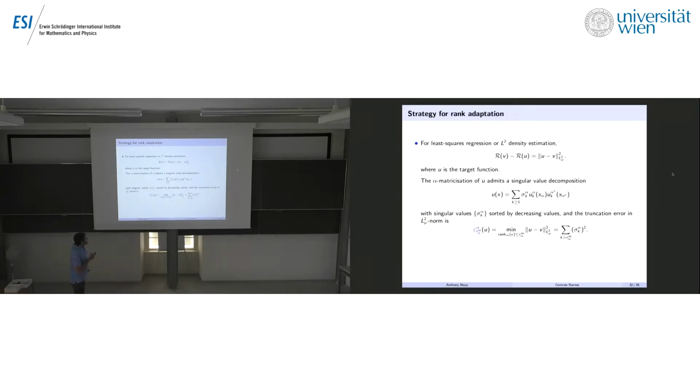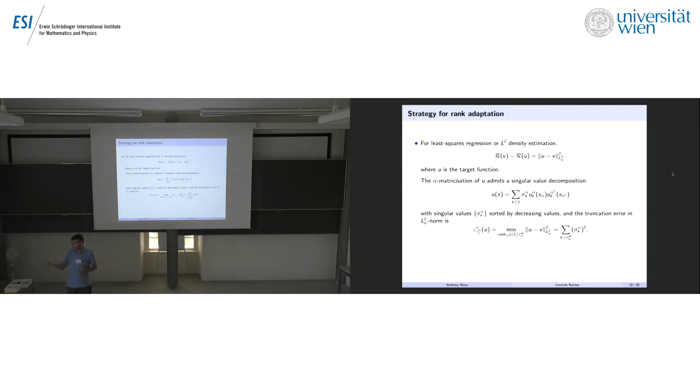For least square regression, we have tools in order to estimate the errors, because the difference of the risk is the square of the L2 distance. The truncation error can be expressed, as I mentioned before, in terms of the alpha singular values of the function u you try to approximate.